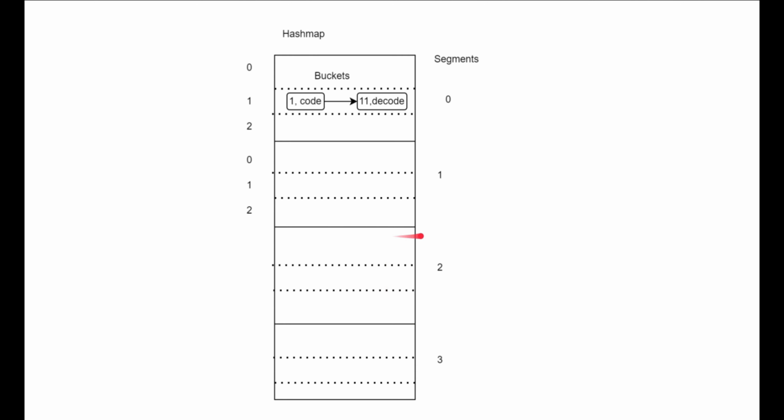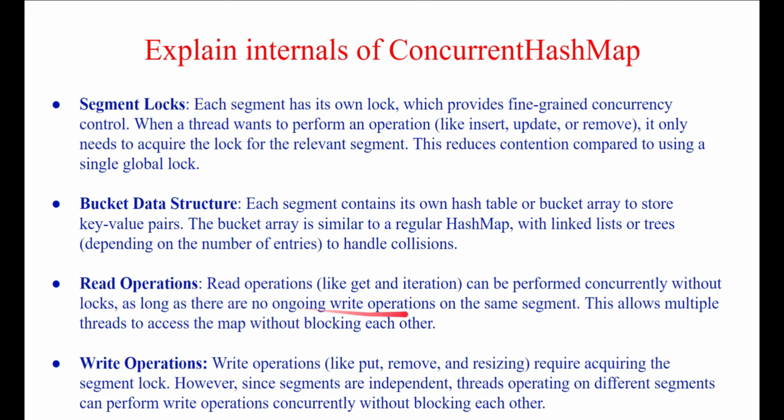But if the lock is already taken by some thread to write over it, then you cannot read over it because the lock is taken. So if no write operation is ongoing, go ahead and read concurrently with multiple threads, no problem, and hence it increases the performance without blocking each other. While the write operation requires acquiring the lock, since segments are independent, threads operating on different segments can perform write operations concurrently without blocking each other.